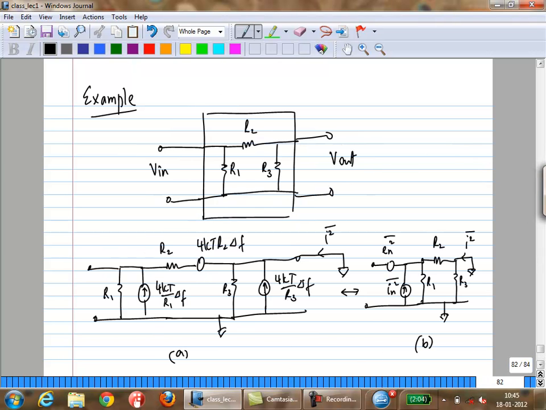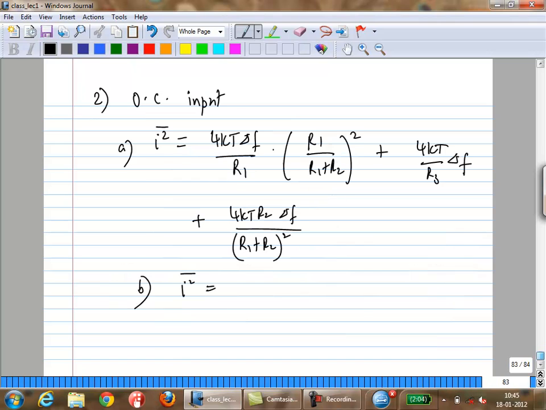What is it for the two-port? Now En is completely gone. What is the output noise? It's In squared times R1 by R1 plus R2 the whole squared. Again you equate these two numbers, you can get In.